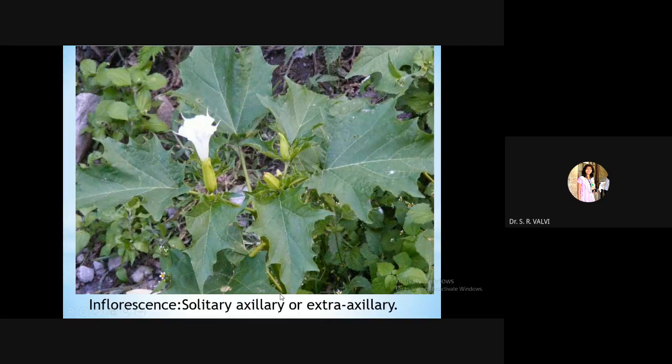And next, see here, see my arrow, the pointed end, that is the acute apex you are observing. Each leaf has its own petiole, hence petiolate.